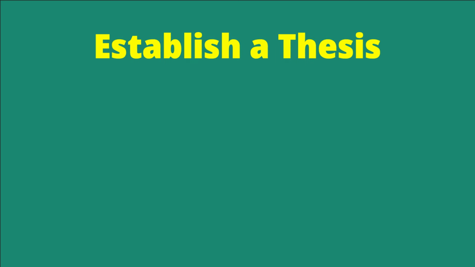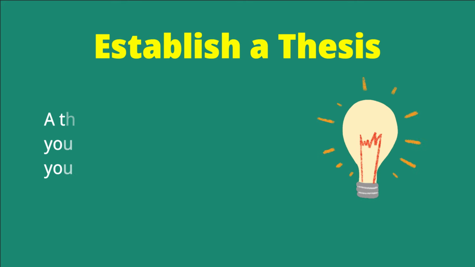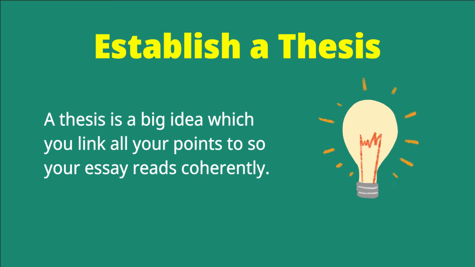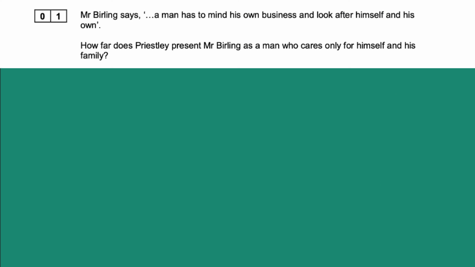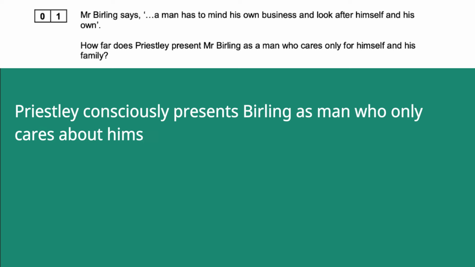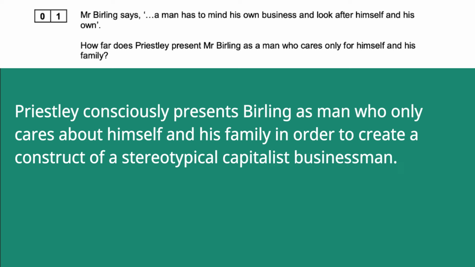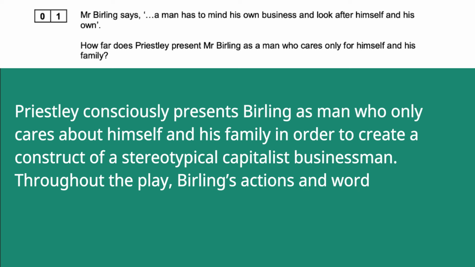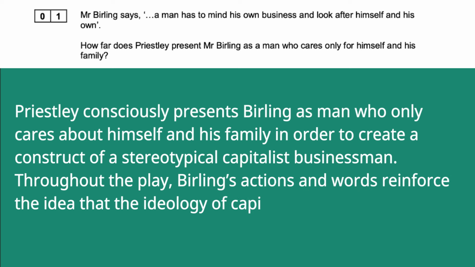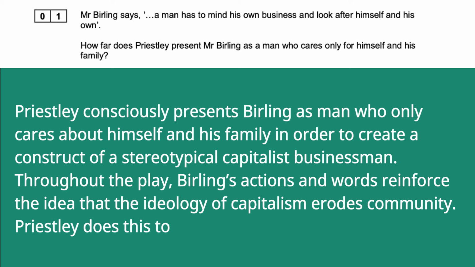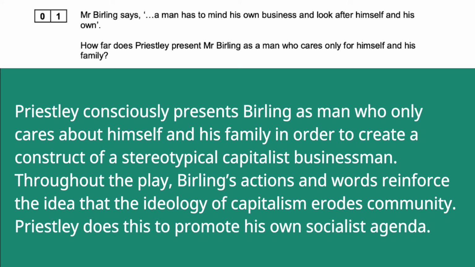Try to establish a big idea or thesis which links to the question, and make sure each paragraph or idea links into this thesis so your essay is well structured and tightly controlled. If we look at the first question, which focuses on Mr. Birling as a man who only cares about himself and his family, a good thesis would be: Priestley consciously presents Birling as a man who only cares about himself and his family in order to create a construct of a stereotypical capitalist businessman. Throughout the play, Birling's actions and words reinforce the idea that the ideology of capitalism erodes community. Priestley does this to promote his own socialist agenda.